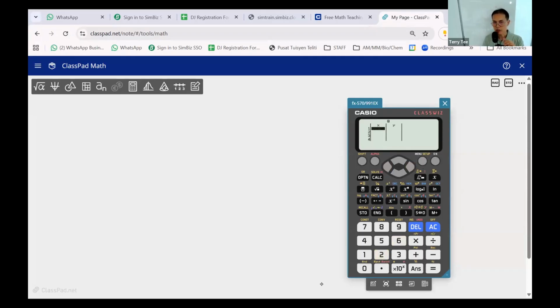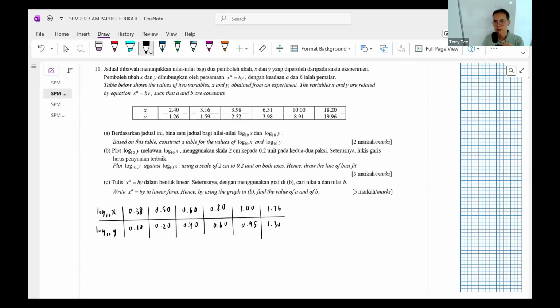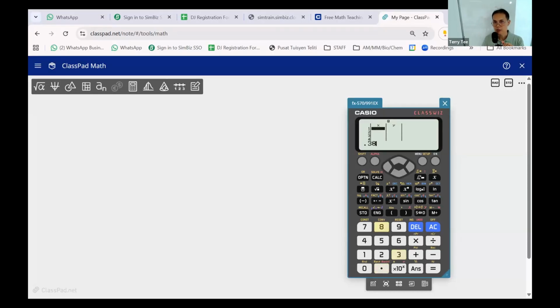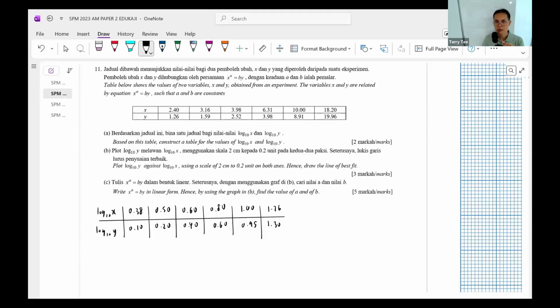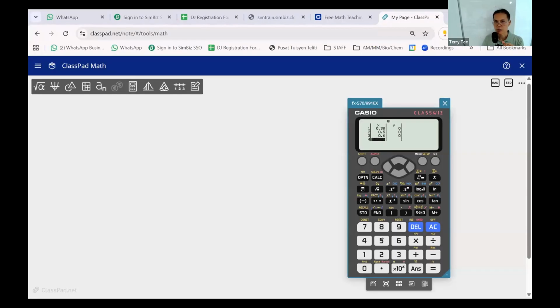Right. So key in your x value. Okay, my x values are 0.38, 0.5, 0.6. 0.38, press equals. 0.5, press equals. 0.6. As I press equals, you move down. Then you have 0.8, 1, 1.26. Okay, I got all my x values done.